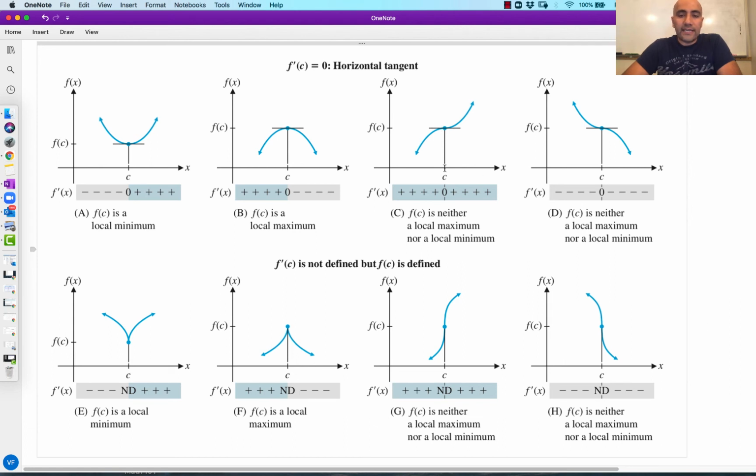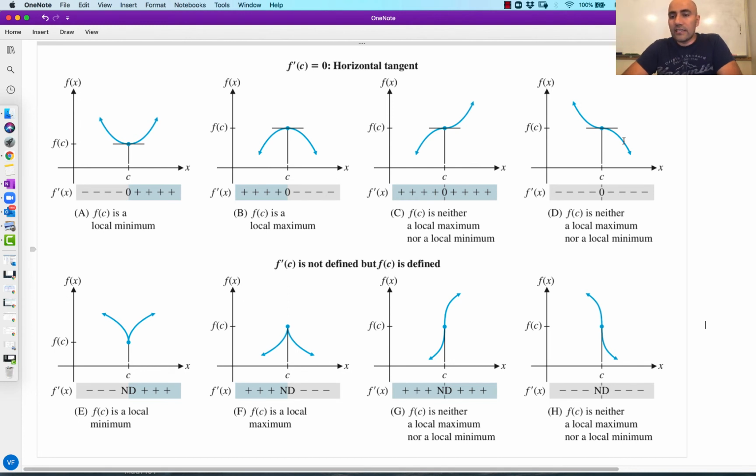And then if we take a test point to the left of c, we find that the first derivative is positive. If we take a test point to the right of c, we find that the first derivative is also positive. And so what we have here is a case where the function is increasing on the entire interval. So therefore, f of c is neither a local maximum nor a local minimum.